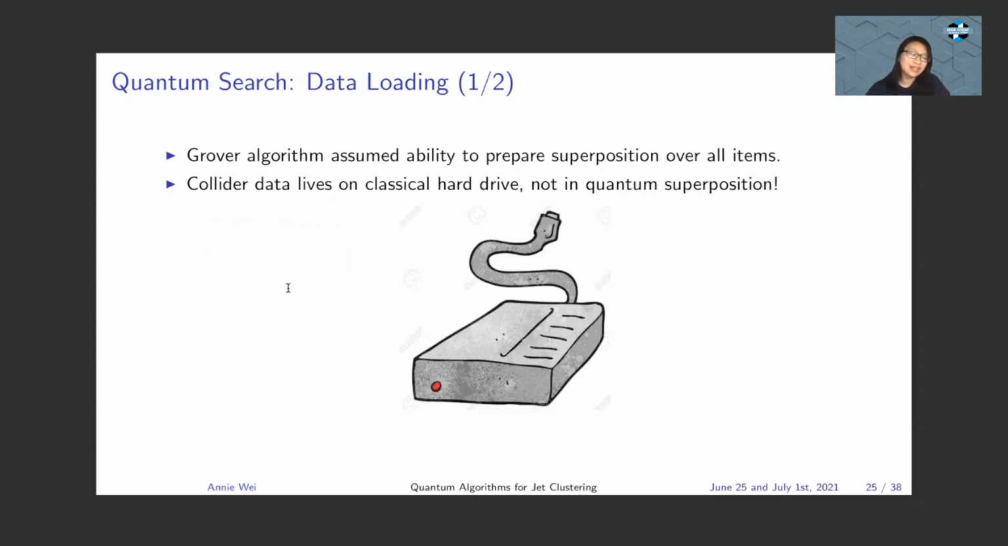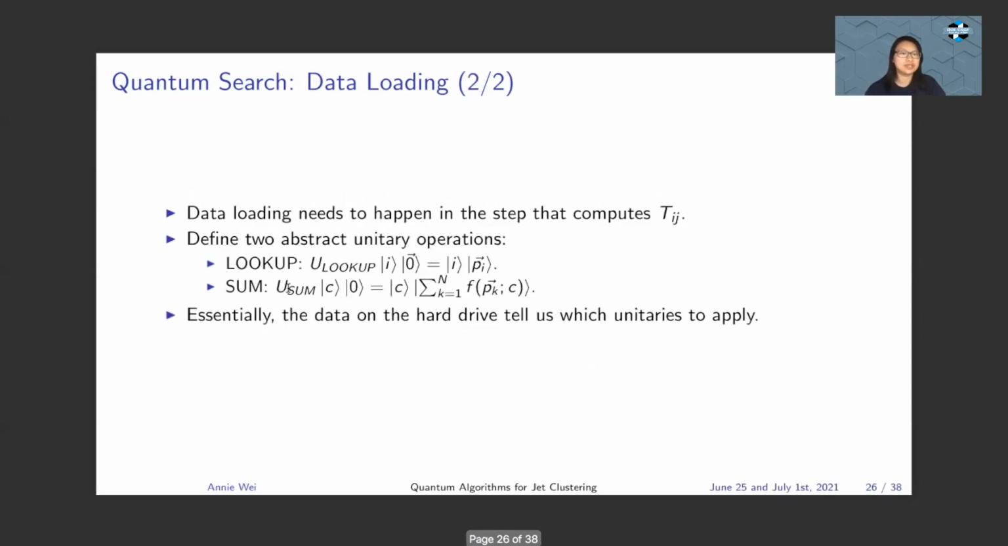load the data. Whenever we use Grover, we sort of assume you somehow already have the superposition over all items, but in realistic applications, certainly in the collider physics applications, your data might actually live on a classical hard drive and not in quantum superposition. So you need to actually load the data in the step where you compute the thrust. And so we're going to define two abstract operations that we call lookup and sum.